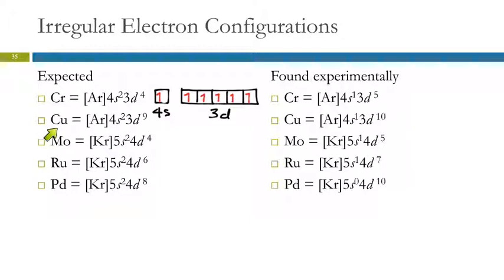Copper also does something strange. So what we expect for copper would be this: 4s2, 3d9. That's what we expect. But again, it's actually lower in energy to move that one up here, have all of these guys paired up, and this one half full.